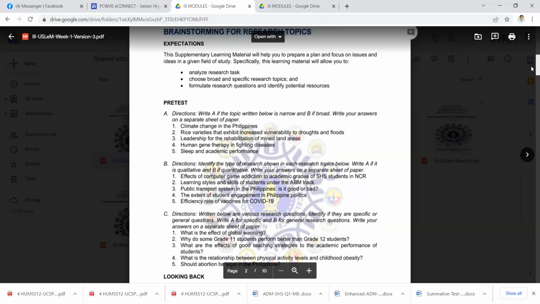So for the pretest direction for letter A, write A if the topic written below is narrow and B if it is broad. Write your answer in separate sheet of paper. Same with the letter B direction, identify the type of research shown in the research topic below. Write A if it is qualitative and B if it is quantitative. Write your answer on a separate sheet of paper. Same with letter C direction, identify if the various research questions are specific or general question. Right? A for specific and B for general research question.